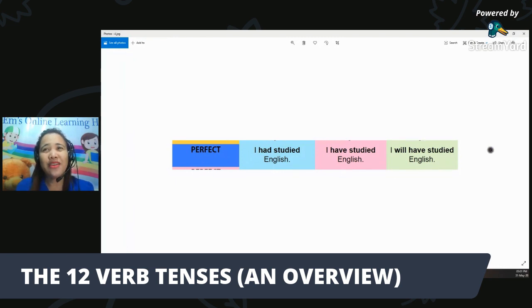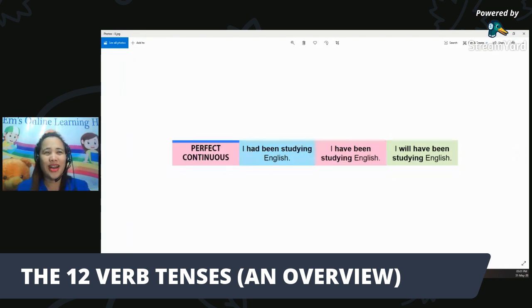Then we have the perfect continuous. So, it's getting complicated now. No, just let us understand the usage. As you can see, the past perfect continuous: I had been studying English. So, when are we going to use this? When shall I say this? Okay, so that's the question.